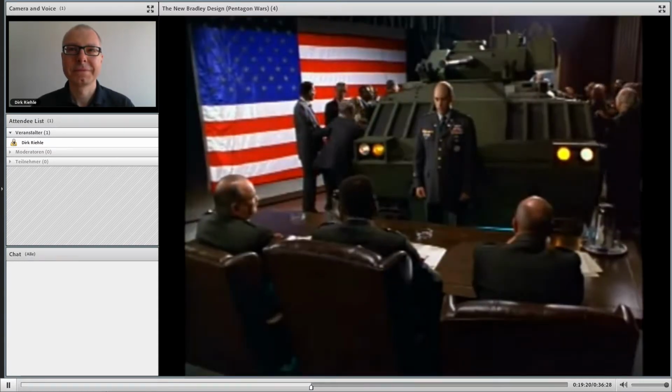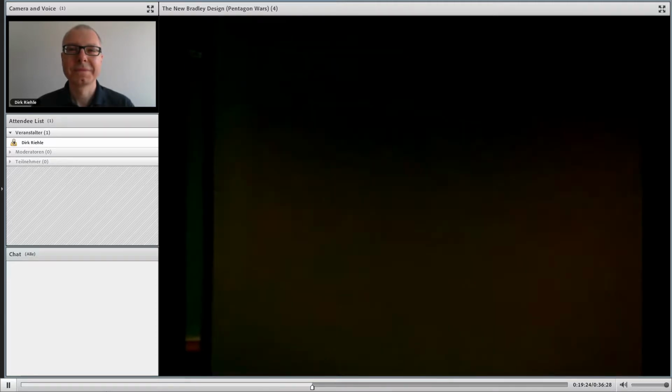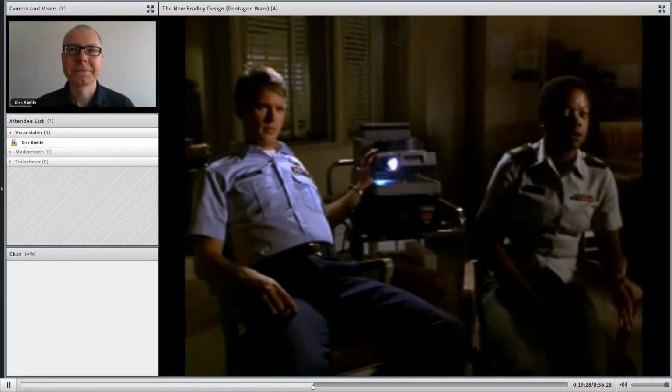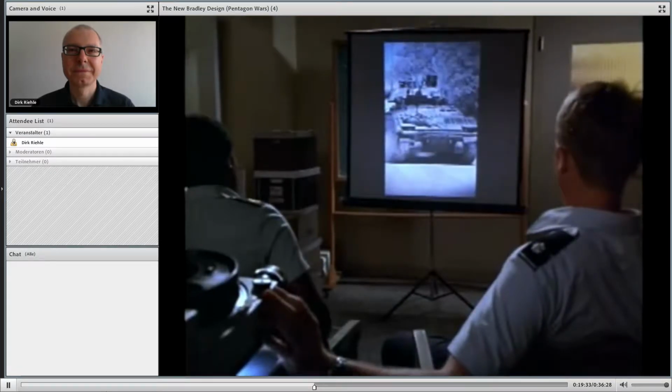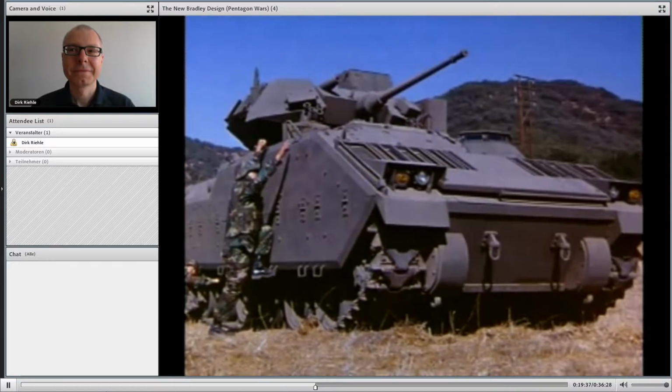So in summation, gentlemen, what you have before you is a troop transport that can't carry troops, a reconnaissance vehicle that's too conspicuous to do reconnaissance, and a quasi-tank that has less armor than a snowblower, but has enough ammo to take out half of DC. Fantastic. Congrats.